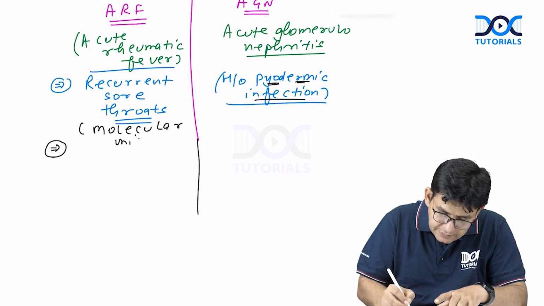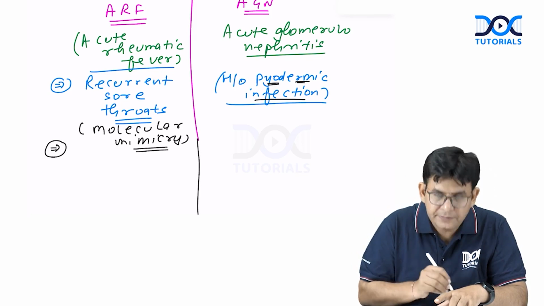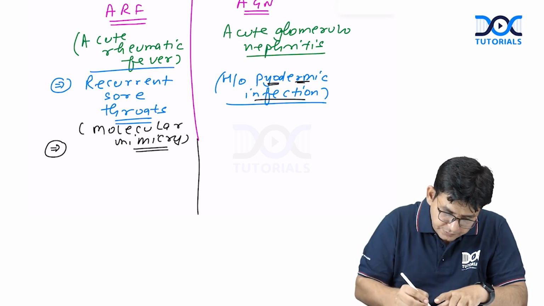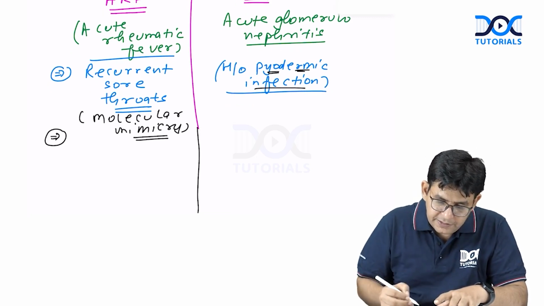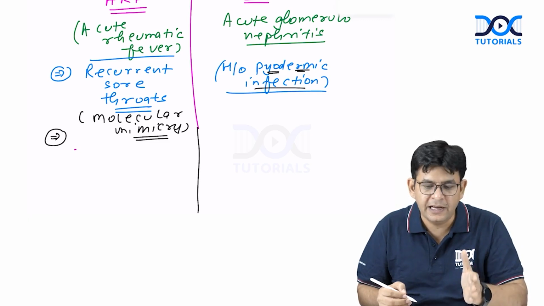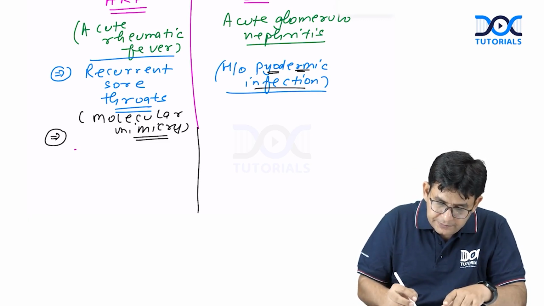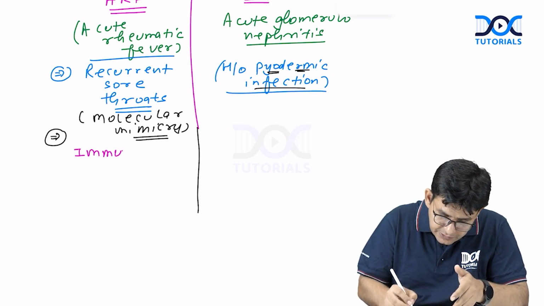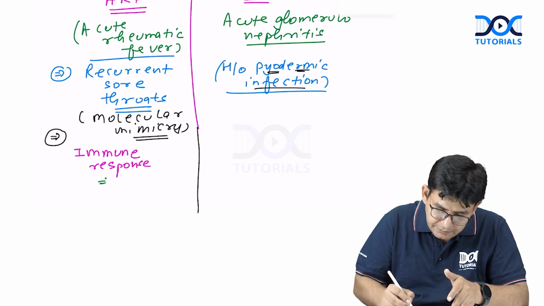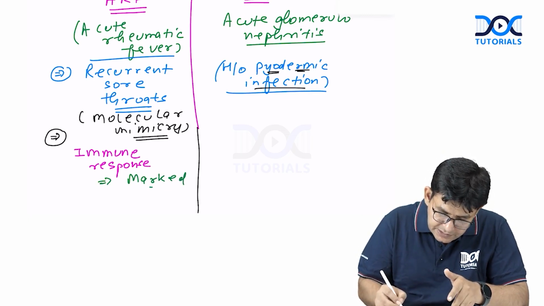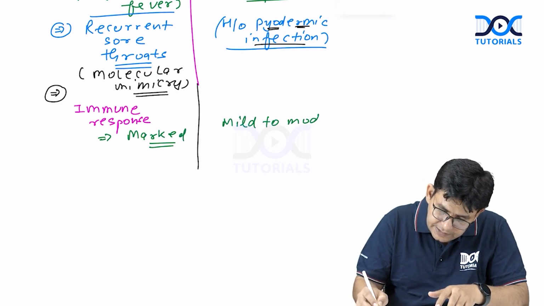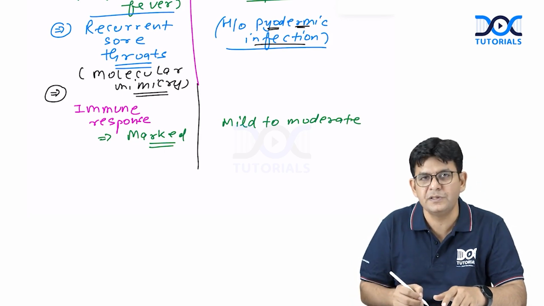So remember this particular one, what is termed molecular mimicry, the cross reaction between the organism and the organ. Is it fine? Now, after this, what else is the difference between ARF and AGN? Whenever these types of infection happen, an immune response is induced. The immune response induced in acute rheumatic fever is marked, whereas on this side it is mild to moderate.